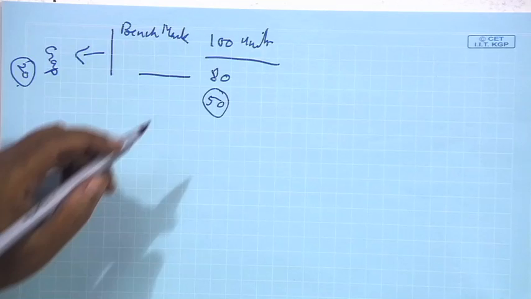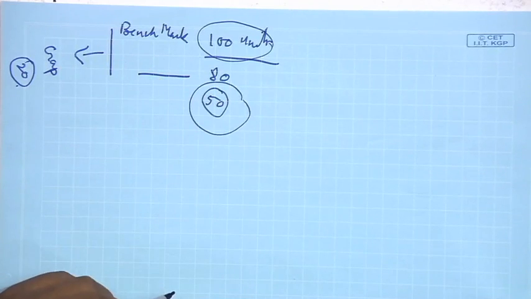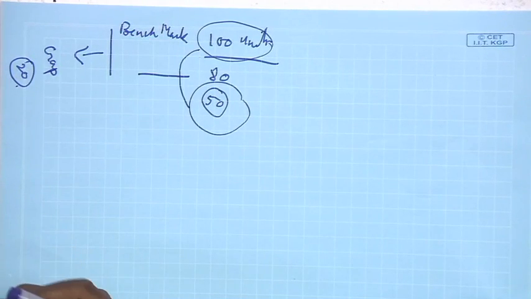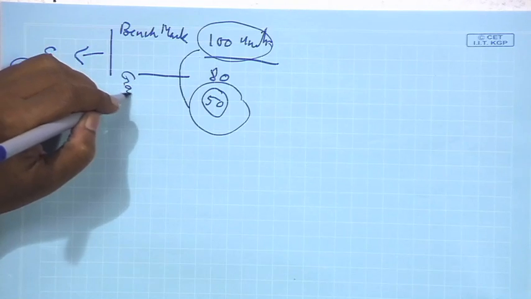So, you should make it very clear what your standard performance is and what you mean by poor performance, and how the gap between standard and the actual performance has to be met. So, the poor performance is basically related to the actual performance. Okay. So, you have to define poor performance, then the next stage is you are going to respond to the poor performance. What I mean to say is that this gap is to be bridged.